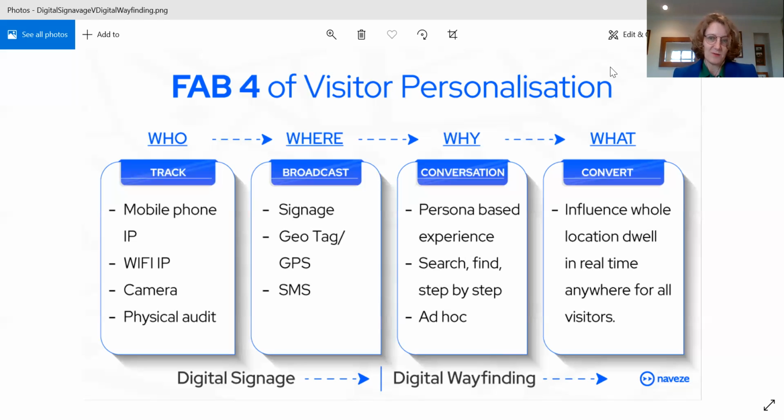So both of these tools connect nicely together, and there is a place for either of them in your business. You just need to know which part of your visitor personalisation journey you want to spend more assets on.